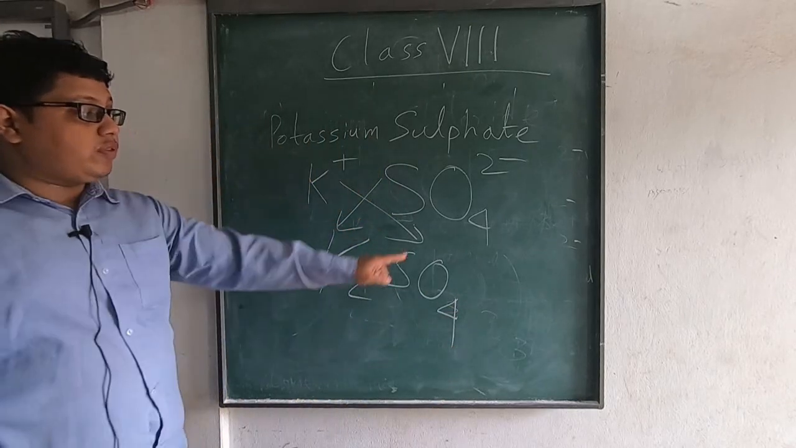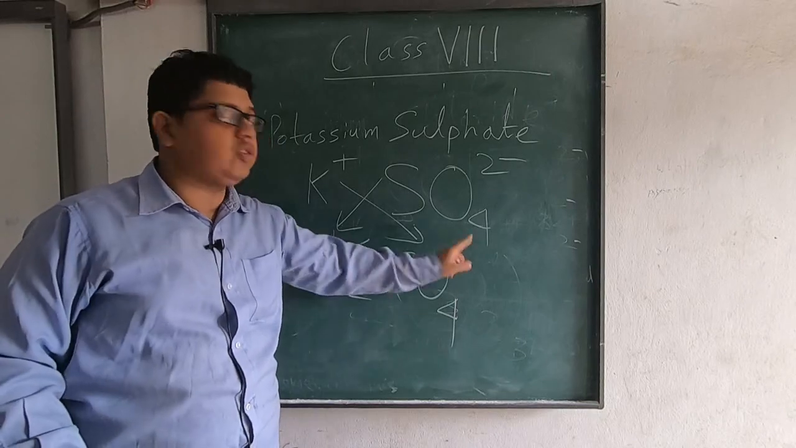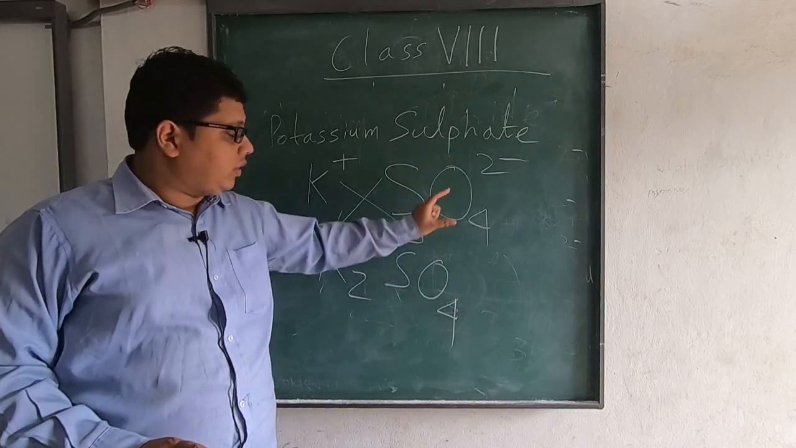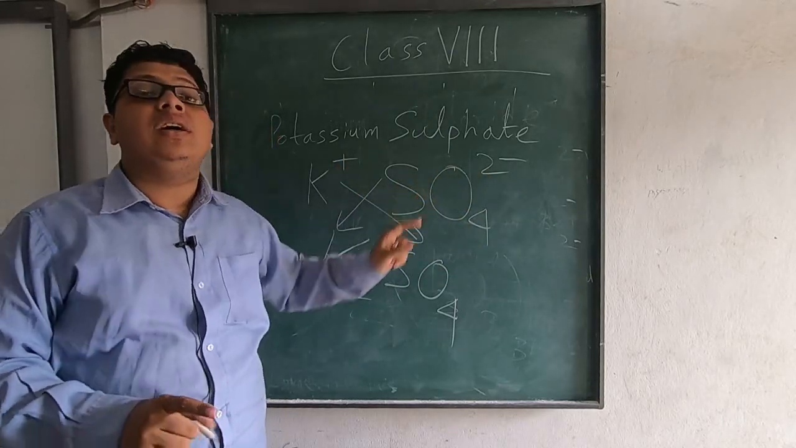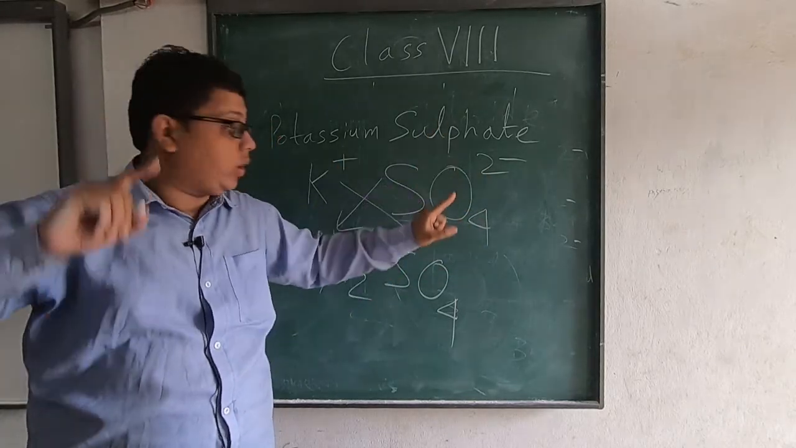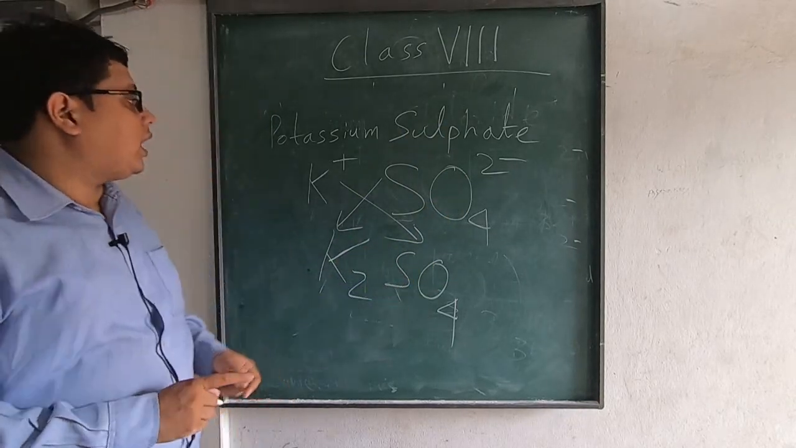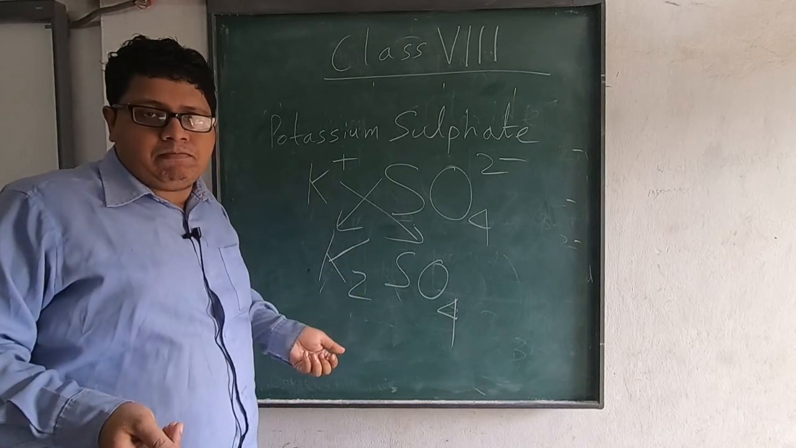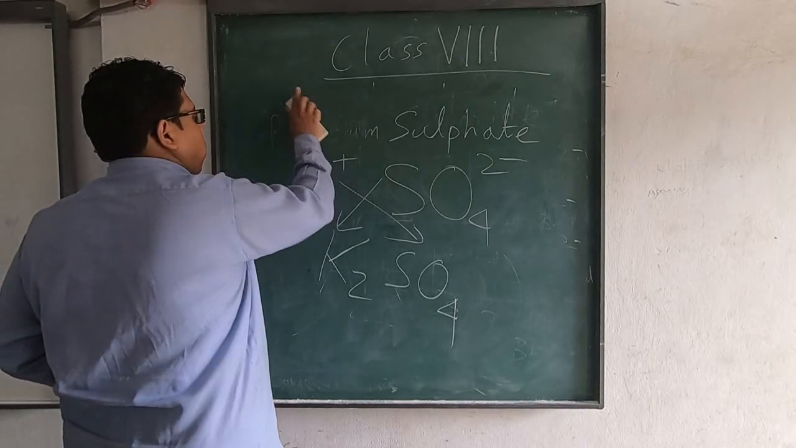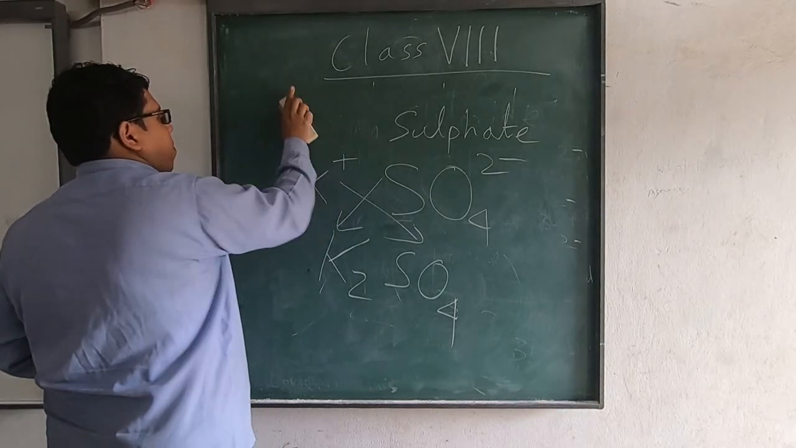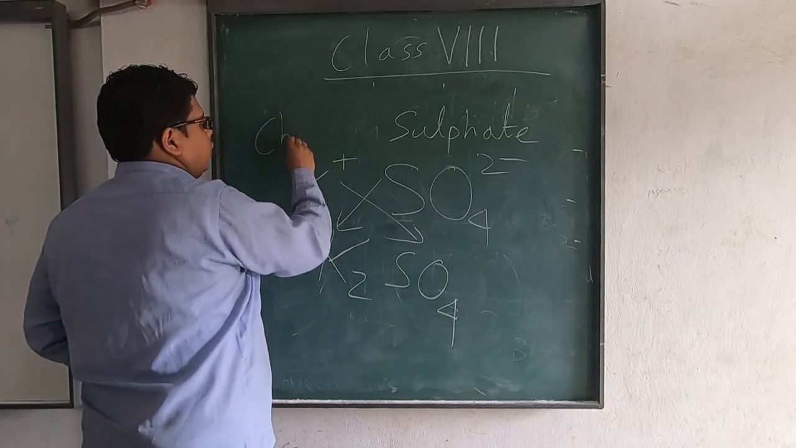SO4. This 4, you remember, is going nowhere. I have seen many times students make mistake with this 4. This is going nowhere. The 4 at the bottom will stay at the bottom. We are only changing the position of the valency on top. We are not touching the bottom one. We are never touching the bottom one. Okay. Now, if it was not potassium, say something else. Say it was chromium.